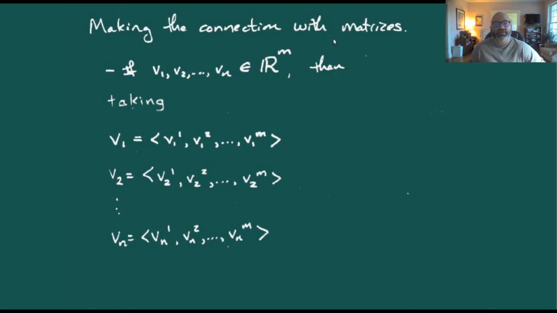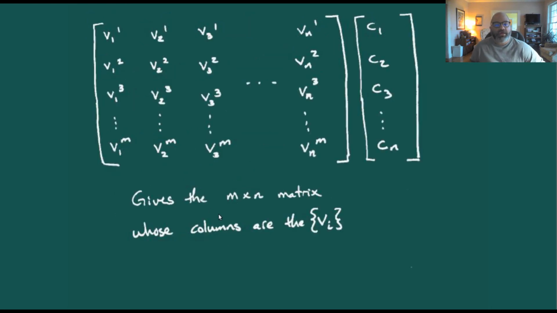So now we want to try to make the connection with matrices. If we've got, again, our collection of vectors v1 up to vn, and these are in m-dimensional space, let's denote the components with the subscript being the index of the vector and the superscript being the component for that particular vector. So v1 looks like this, v2 looks like this, vn looks like this. If we then take the m by n matrix whose columns are the v_i, we get an expression that looks like this.